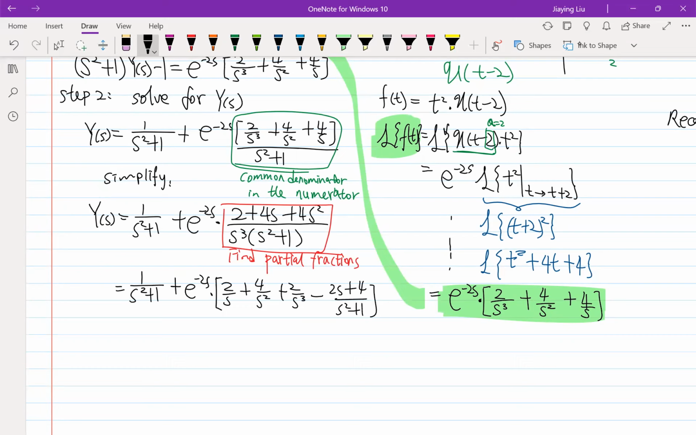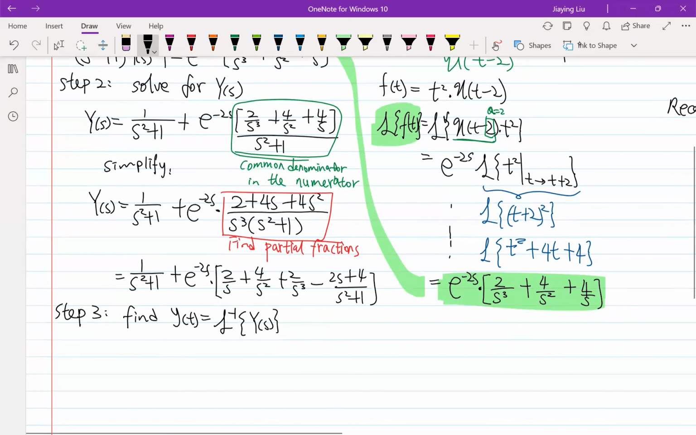So step 3, find y of t by using the inverse Laplace transform of capital Y of s. So y of t is equal to the inverse Laplace of this expression above. So I'm going to apply the inverse Laplace to the first term, to the product. So inverse Laplace of 1 over s squared plus 1. And by just looking at it, I'm thinking, oh, it looks like something in the table. So maybe we can use the table to find it.